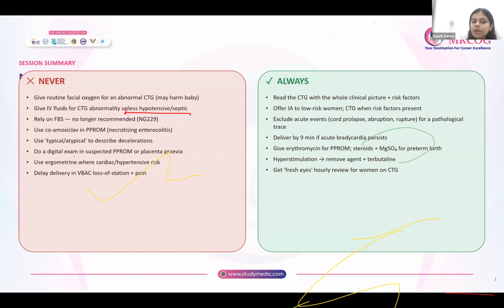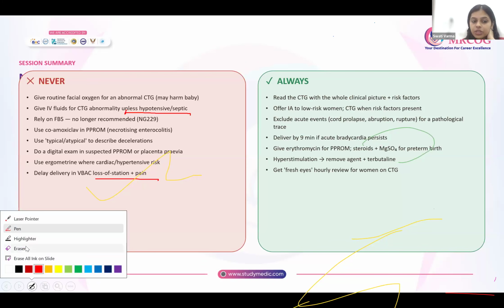Never do a digital examination in suspected PPROM or placenta previa. Never use ergometrine where there is any cardiac or hypertensive risk. And never delay delivery in VBAC where you find these findings, loss of station or pain. Then always read the CTG with the whole clinical picture plus risk factors. Always offer intermittent auscultation to low-risk women.